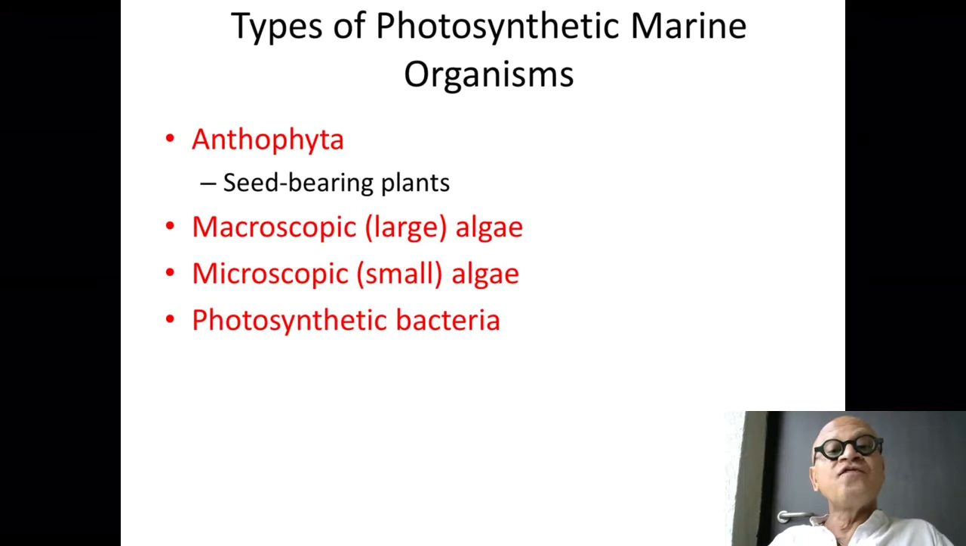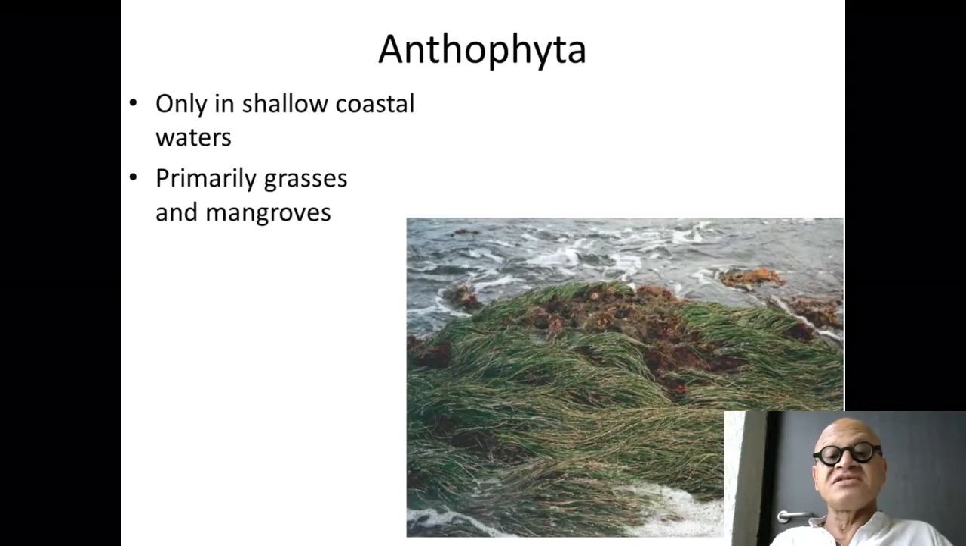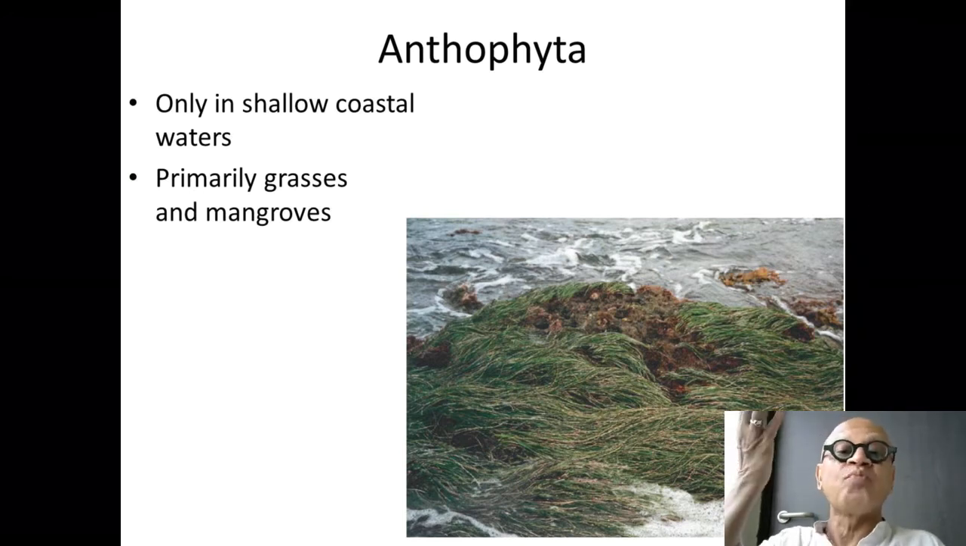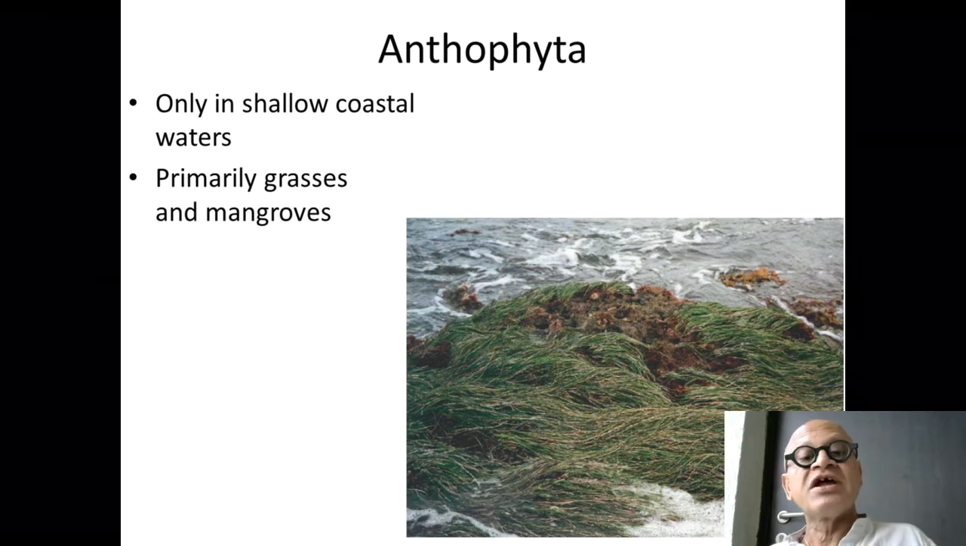And there are also bacteria that are photosynthetic. Okay, they are actually bacteria which can photosynthesize. That's pretty amazing, right? So here are some examples of the Anthophyta. They have to occur only in the shallow coastal waters because they have roots they set in the water, and then they have to pop out of the water for capturing sunlight and to photosynthesize, like mangroves. Okay, so they are primarily so-called seagrasses and of course the mangroves.